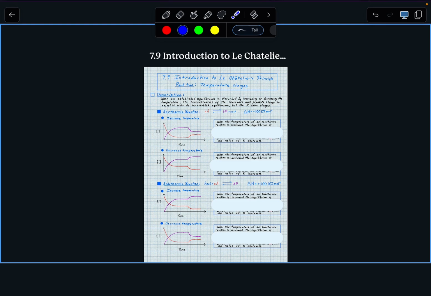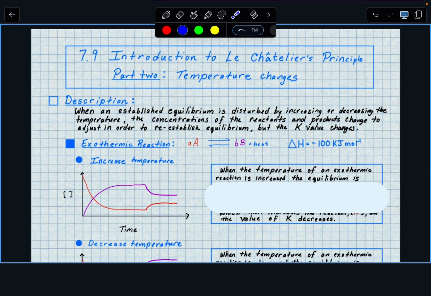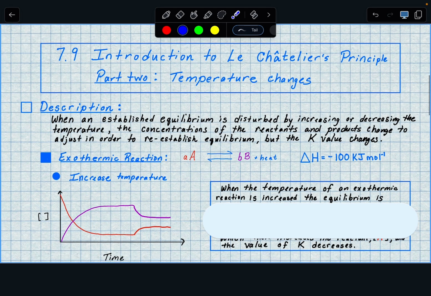Le Chatelier's principle is when we have an established equilibrium that we disturb by changing the temperature, the concentration, or the volume. In this one page of notes, I'm going to focus on temperature changes. I made a separate video for concentration being changed, and I will make another one for volume being changed.